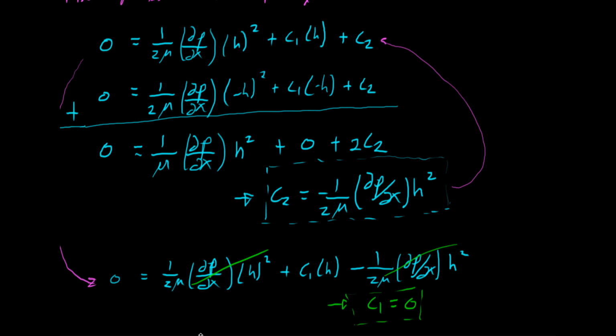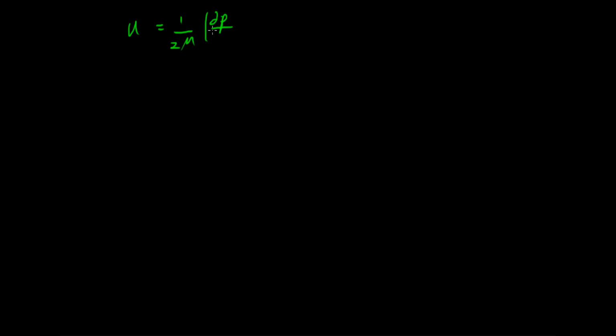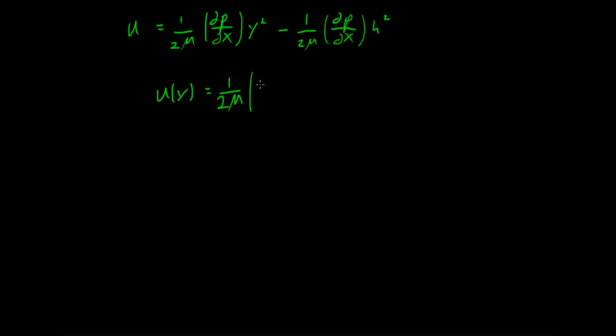So this might not look like much yet. Let me move to a new page to give you the final equation here. I'm just going to take that c1, this c2, sub it into our general solution, and wait till you see what we found. All of that comes together to say that u is equal to 1 over 2 mu dp dx times y squared minus 1 over 2 mu dp dx times h squared. We can simplify this slightly by saying now u is a function of y. Ooh, that got sloppy. Let's try that again. U as a function of y can be written as 1 over 2 mu dp dx times y squared minus h squared. Let's draw ourselves a nice box around that.